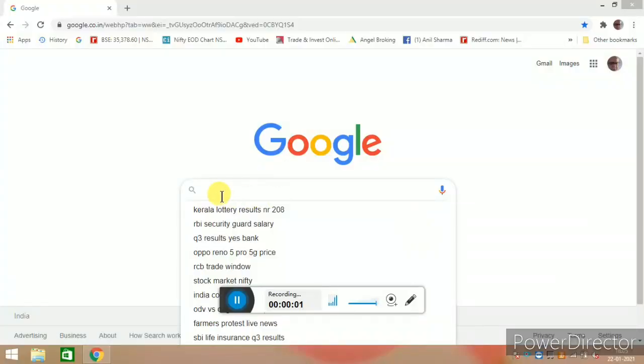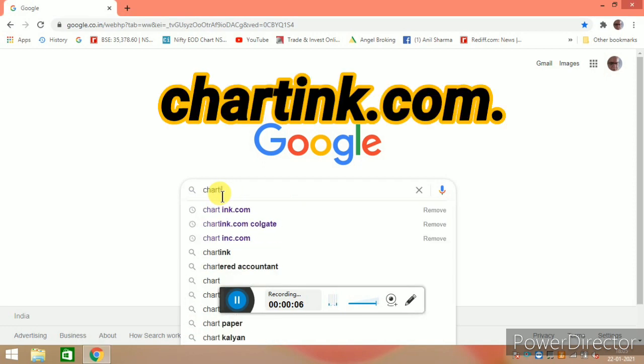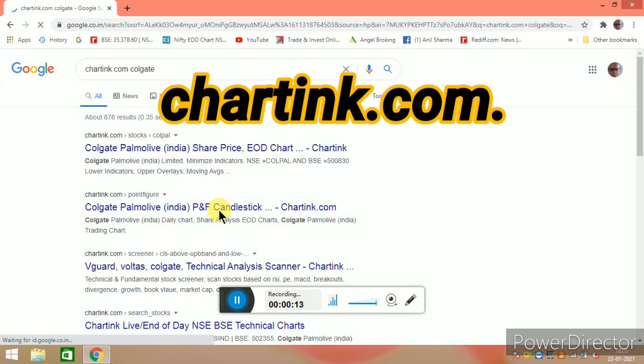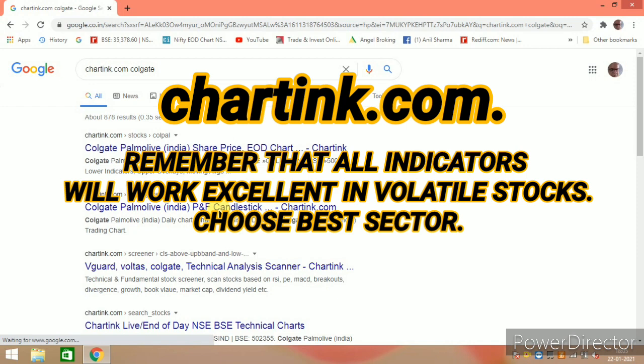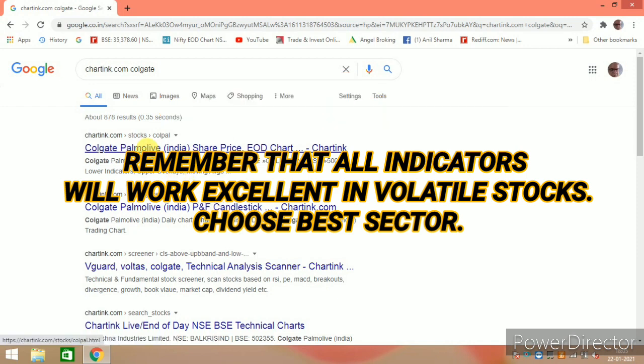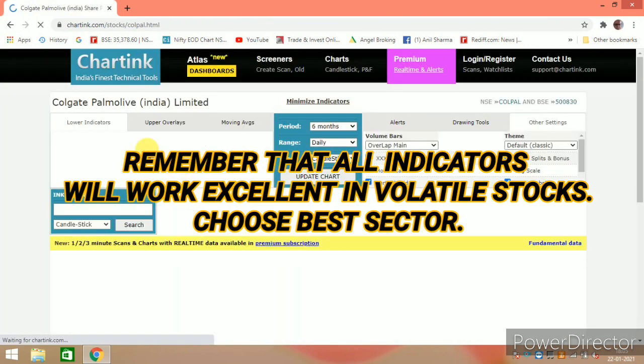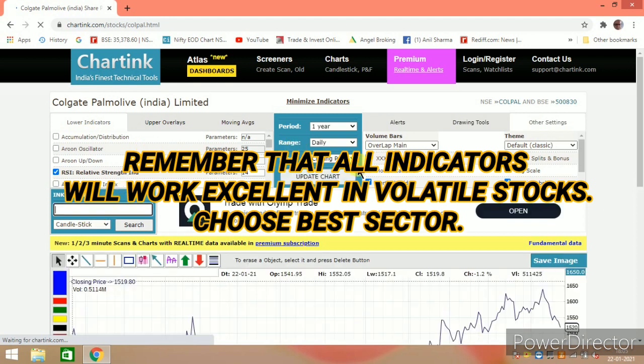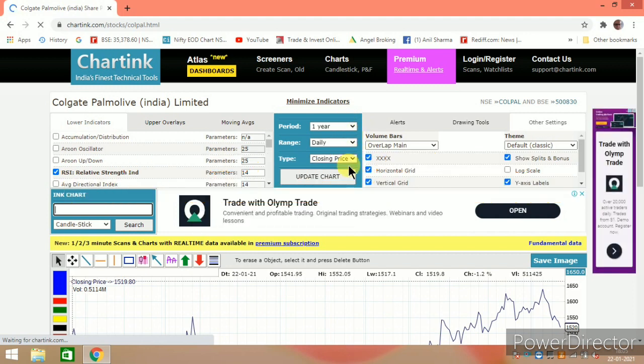So friends, here I am installing charting.com. This charting.com, friends, is a free software provided by the National Stock Exchange, and let us see here in charting.com. So the stock that has come to us is this Colgate Palmolive. So this is a 1 year chart, daily chart and closing, and here we have RSI.